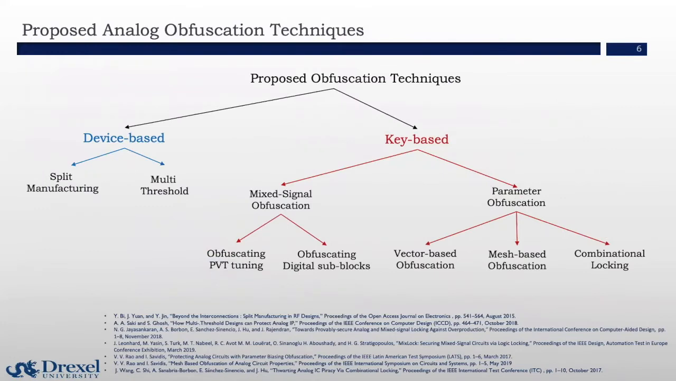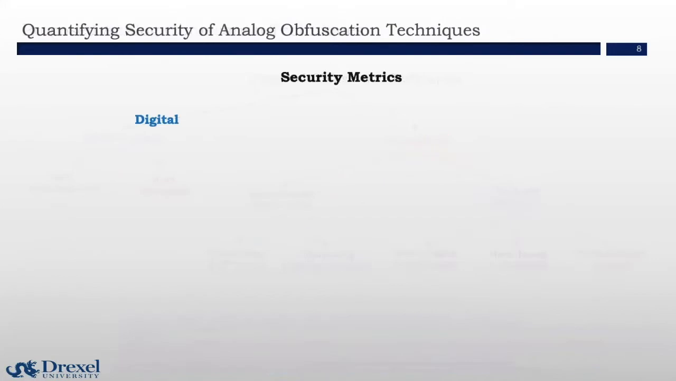To mitigate these attacks and vulnerabilities in analog circuits, different obfuscation techniques have been proposed. These are of two types: device-based and key-based. The device-based techniques include split manufacturing and multi-threshold obfuscation. The key-based techniques can be of two types. One is for purely analog circuits, that is the parametric obfuscation techniques, and the other is for mixed-signal circuits, where digital blocks of the mixed-signal IC are obfuscated.